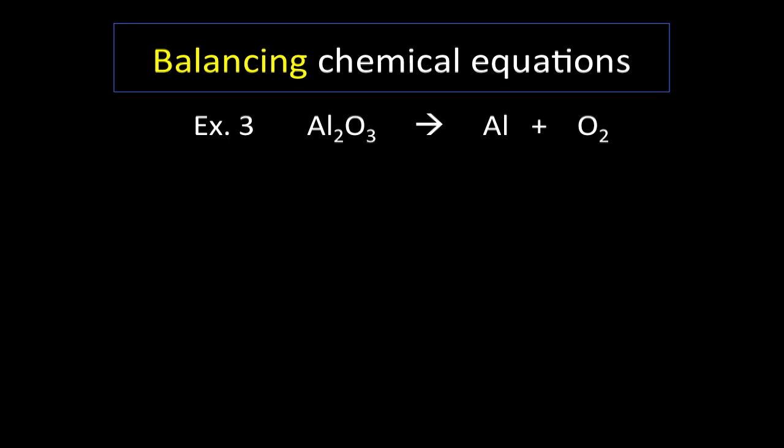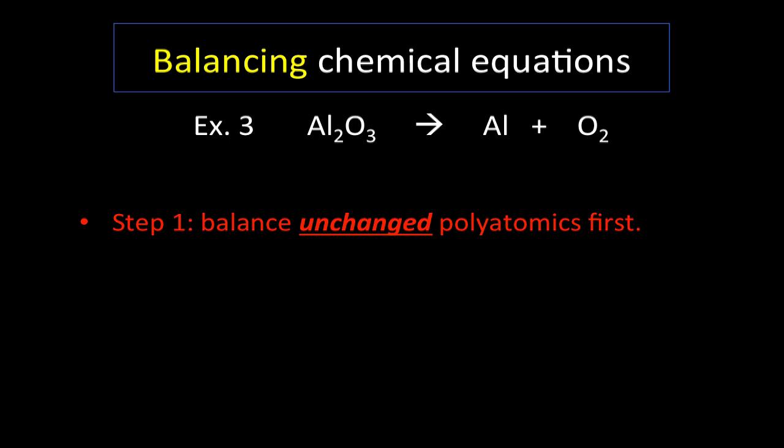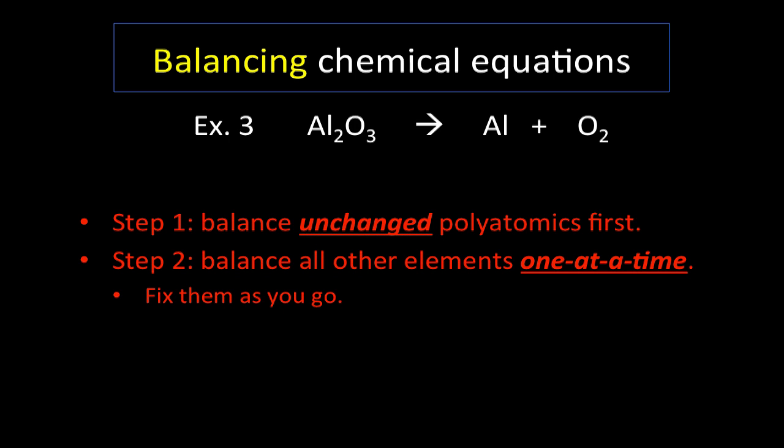One more little example. This is a decomposition. It has only one reactant, so it looks kind of different, but it really isn't. You're just going to take it one at a time and balance them. There are no polyatomics to worry about, so we'll just do it one at a time. Start with the aluminum. We have 2 aluminums on the left-hand side, but only 1 on the right, so we'll make it 2. Go back over to the left.